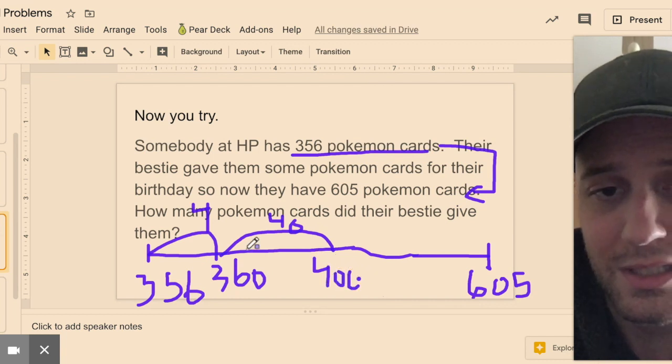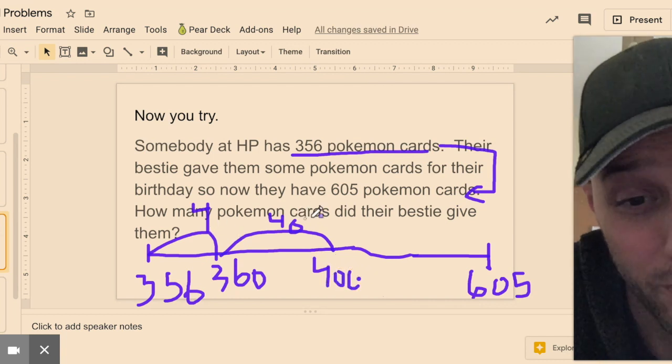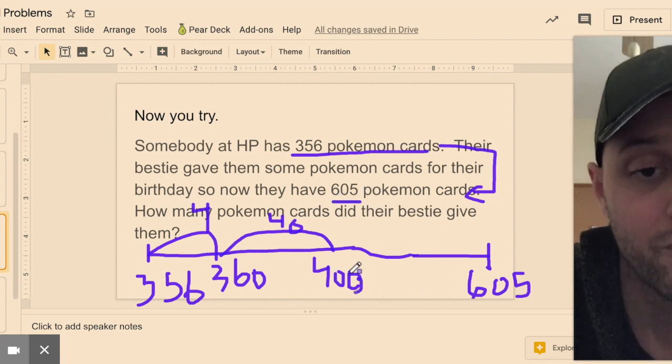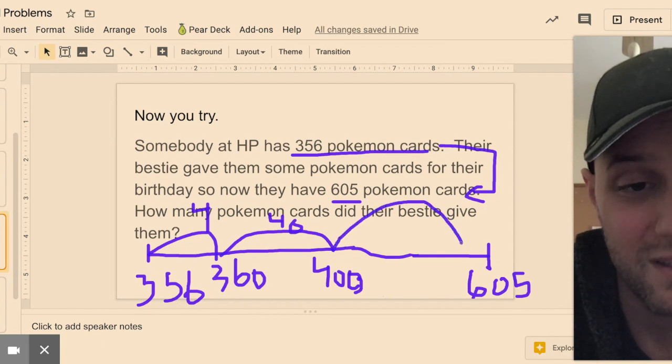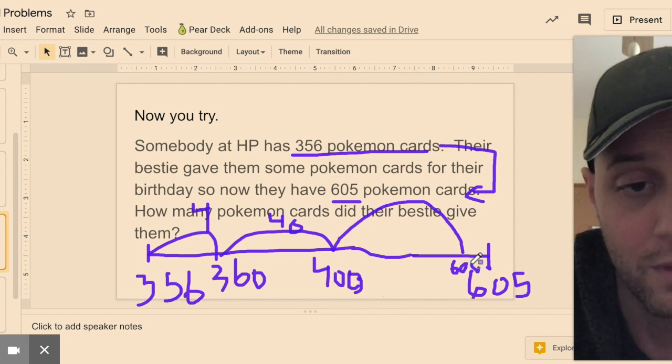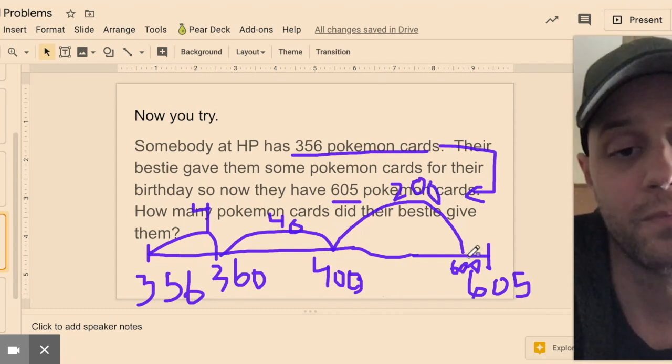So far the bestie gave them 4 Pokemon cards and then 40 more Pokemon cards. They don't have the 605 total yet, though. They only have 400 Pokemon cards. So now what if their bestie gave them a whole big bunch to get them to 600? How much would their bestie give them now to get from 400 to 600? Well, that would have to be 200.